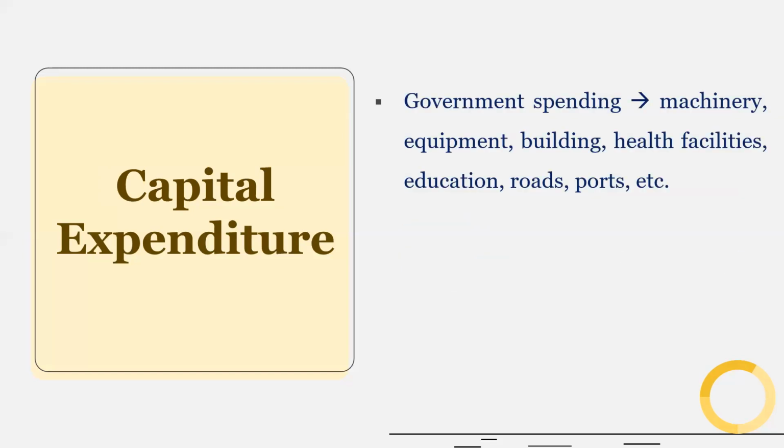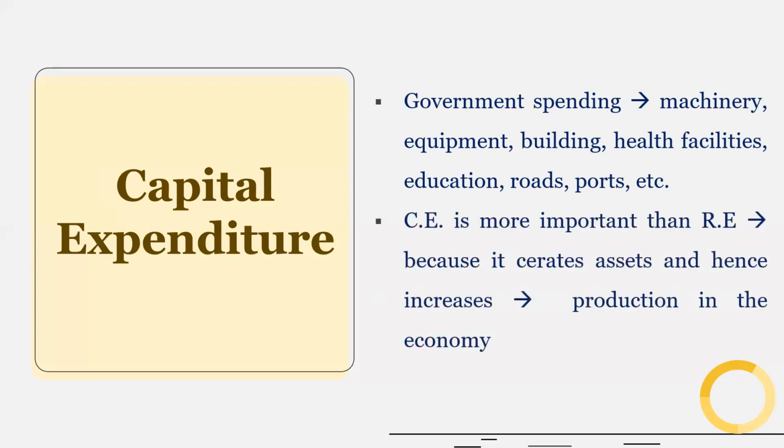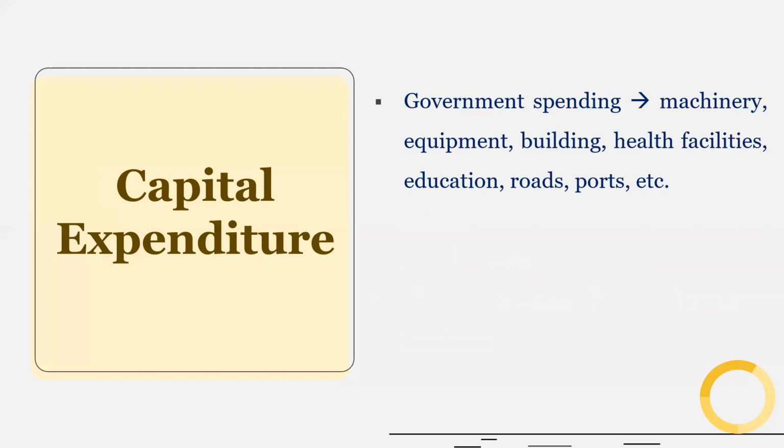So basically government spending on machinery, equipment, buildings, health facilities, education, roads, ports are known as capital expenditure, and capital expenditure is more important than revenue expenditure because it creates assets and hence increases the production in the economy. That increases the GDP of the economy.